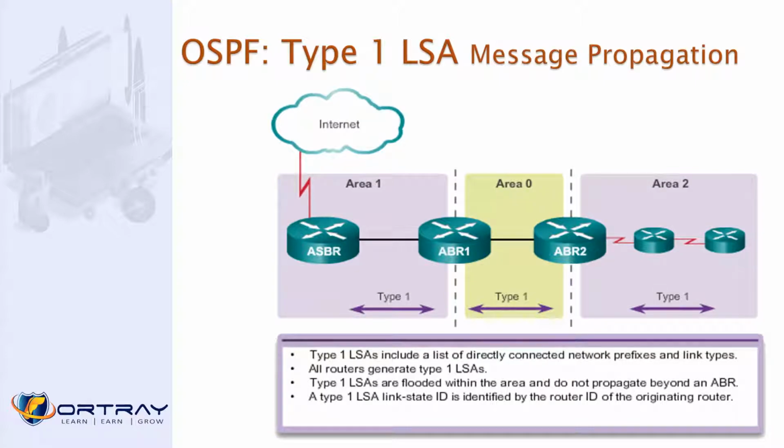OSPF type 1 LSA message propagation. What is type 1? Type 1 LSA includes the list of the directly connected network prefixes and link type. All routers generate type 1. So any router in any area generates at least type 1; it must have type 1. Type 1 LSAs are flooded within the area and do not propagate beyond the ABR. So they only stay within the area. Type 1 LSA link state ID is identified by the router ID of the originating router.